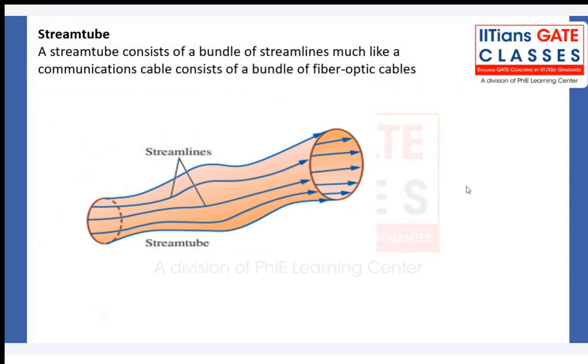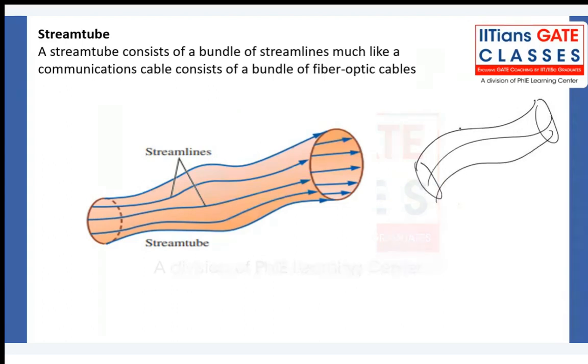A bundle, just like a cable wire. When you open a very thin cable wire, you will find that it consists of so many thin wires. So just like the one streamline we have, when you combine multiple streamlines you can form a tube, and that tube is called the stream tube, right? Just much like a communication cable wire. In reality we do have stream tube kind of structures.